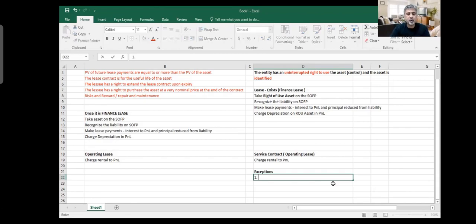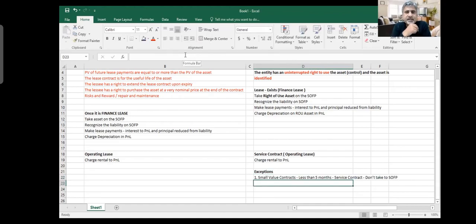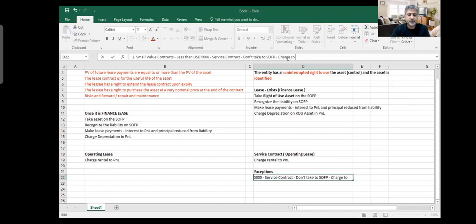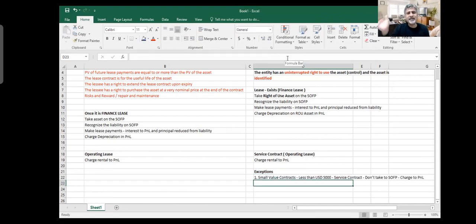One exception is what they call small value assets, or small value contracts. So if you have a rental contract of small value, which means less than USD 5,000, no need to take it to the balance sheet. So this is the first exception. They said, okay, don't be worried. Consider it as a rental contract, don't take it to your SOFP, and charge it to P&L. No need to recognize the asset and liability. Consider it as a rental agreement and just pay the rent.